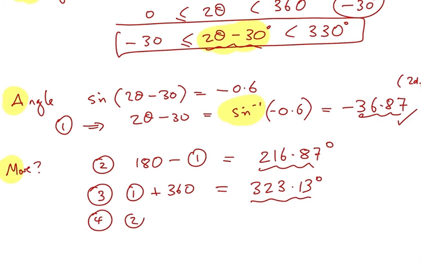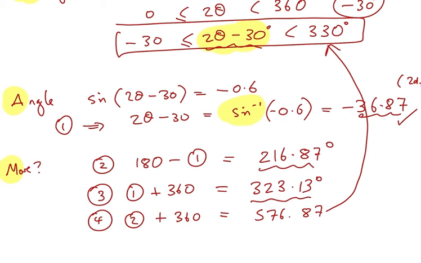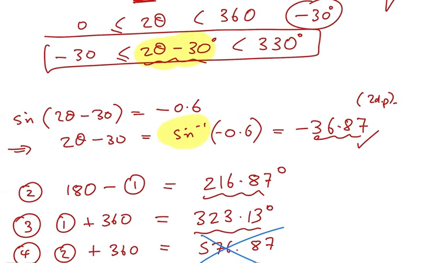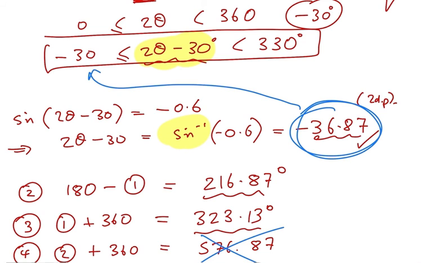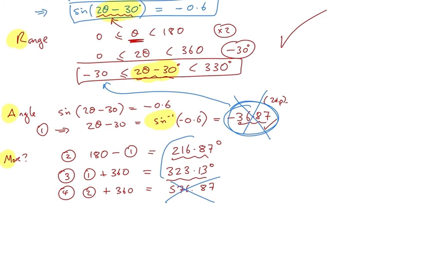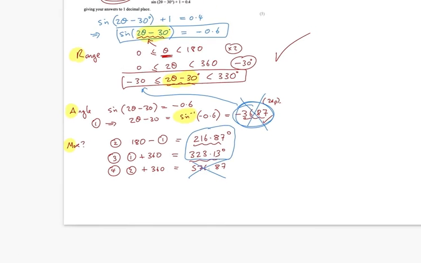What about a fourth angle? If we maybe do angle number 2 plus 360 degrees, what's that going to give us? Well, again, I did this on my calculator, and this is going to give me 576.87. Now, again, looking at the range, that's too big, isn't it? So I don't want that one. And in fact, if we just look here, this initial solution, it's smaller than minus 30, isn't it? So actually this one is no good either. So I've only got two relevant solutions, 216 and 323.